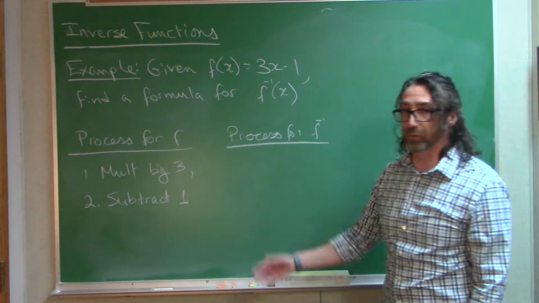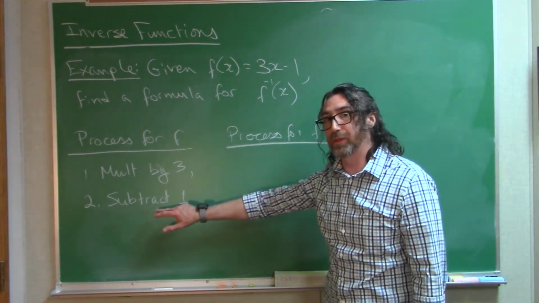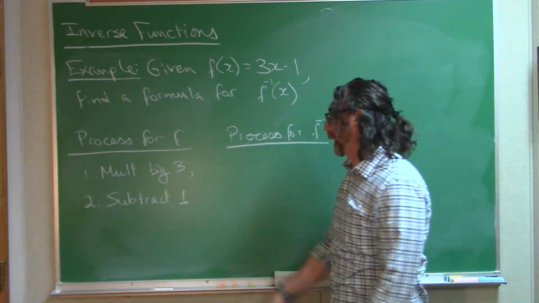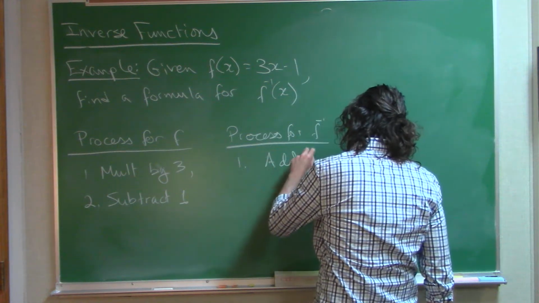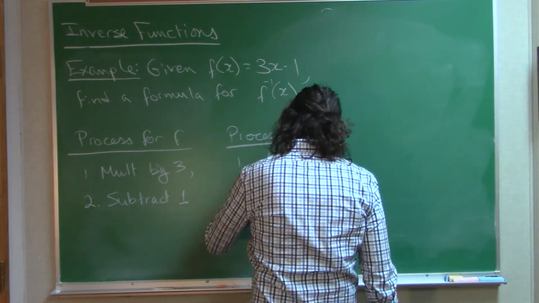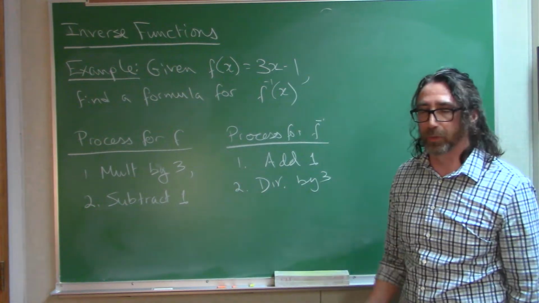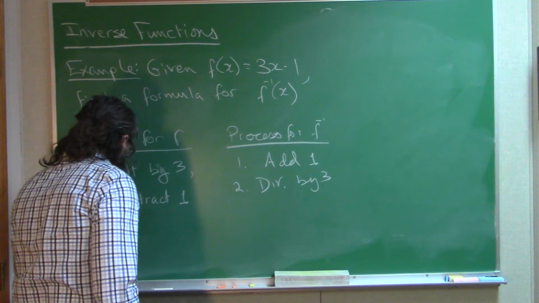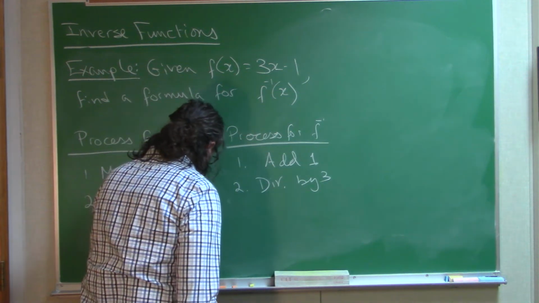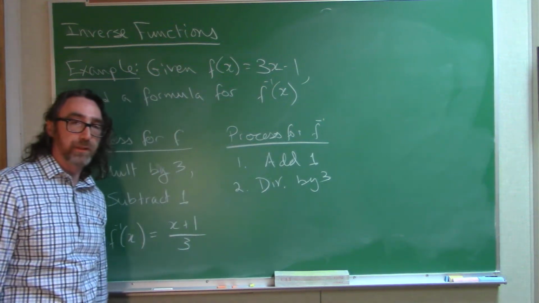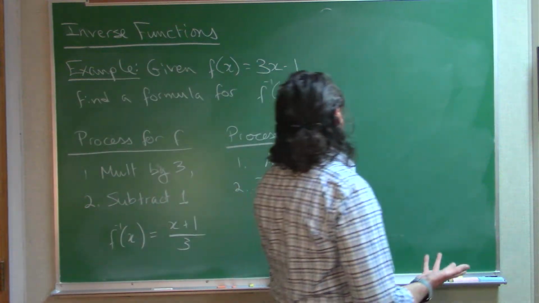And if we look at the process for f inverse, let's follow the principles that we just discussed. The last thing you do is the first thing you undo. How do you undo subtracting 1? Well, you add 1. How do you undo multiplication? You divide. So f inverse of x is you take your input and you add 1, and then whatever you get, you divide by 3. Okay, let's do a quick application.